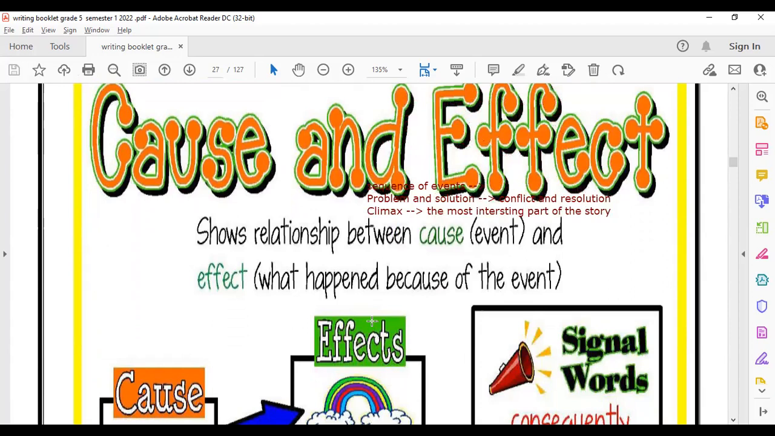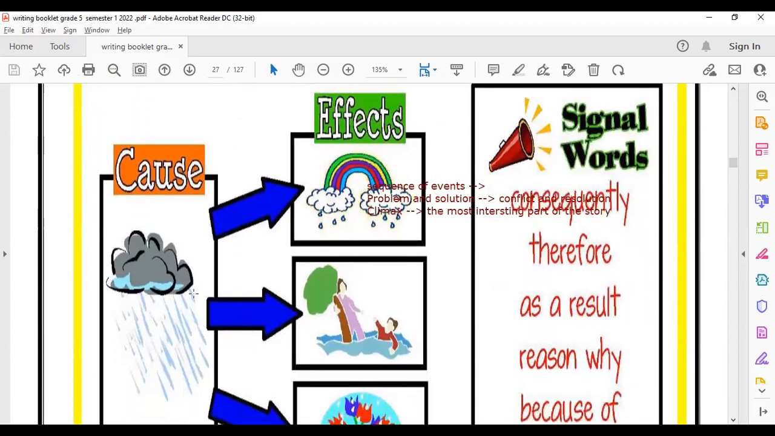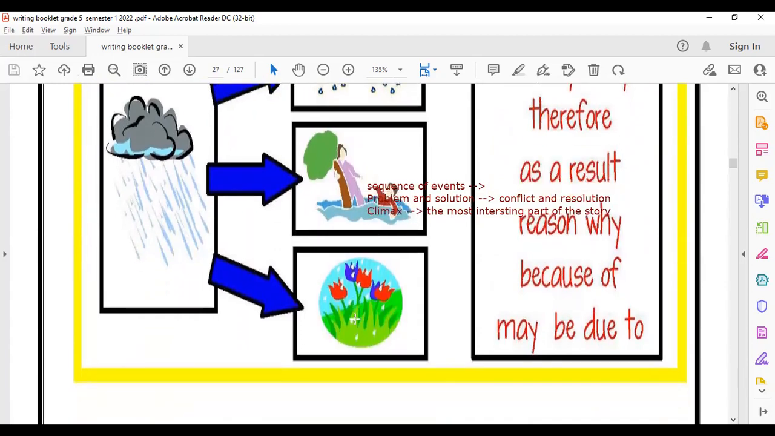Cause and effect shows a relationship, as you can see here. Because of rain, there was a rainbow. Because of rain, what grew? The flowers grew, or the plants grew. Very good.